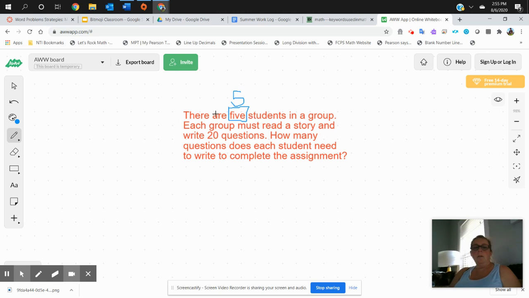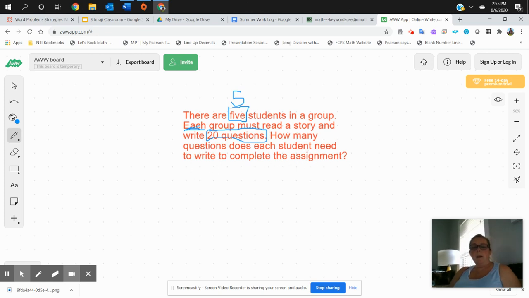So there are 5 students in a group. Each sounds really important to me, so I'm going to underline that. Each group must read a story and write 20 questions. I'm going to draw a box around 20 questions because that's important. Do notice that I am drawing the box around questions as well. How many questions does each student need to write to complete the assignment?